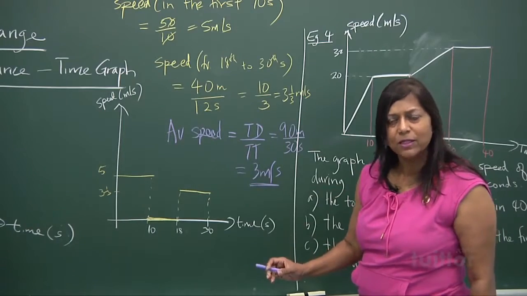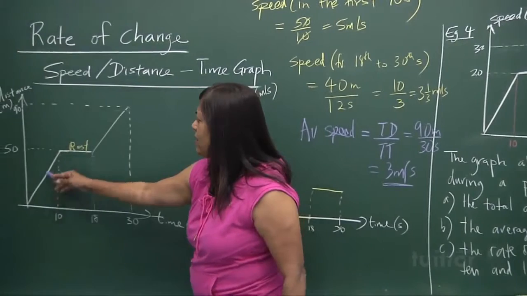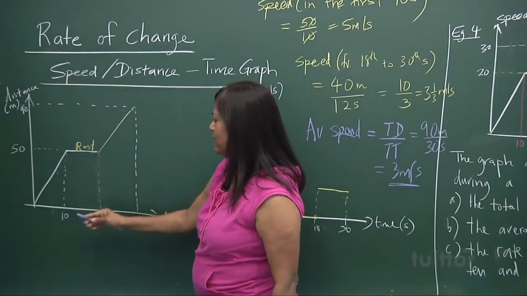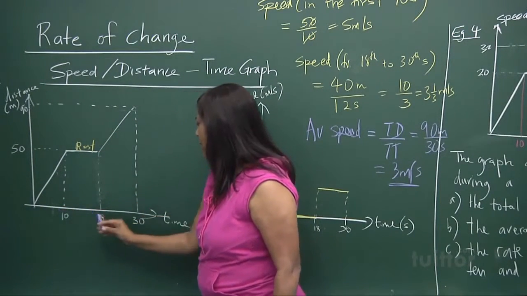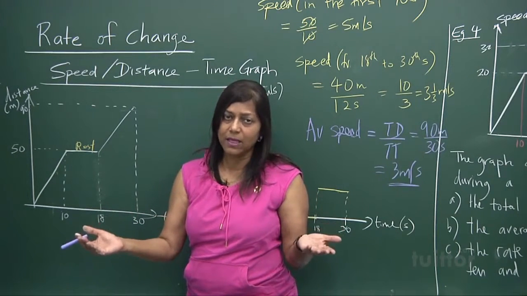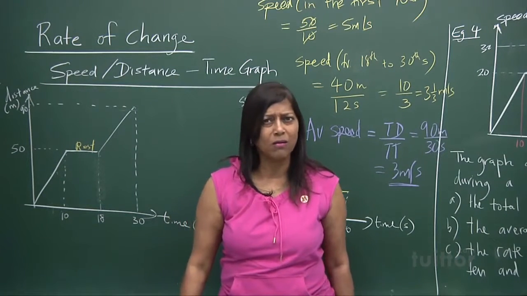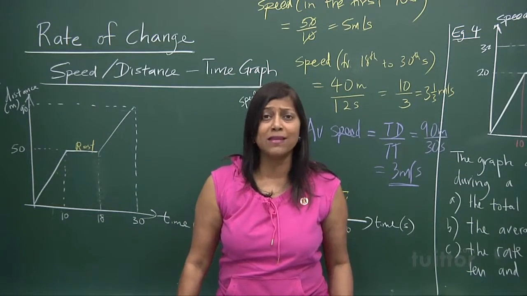Some people, you know what they do? They say, oh, here we have 50 plus 40 meters, 90 meters. Time taken, 10 plus 12, 22 seconds. So they divide 90 by 22 seconds. Right or wrong? Wrong. Because you're resting.